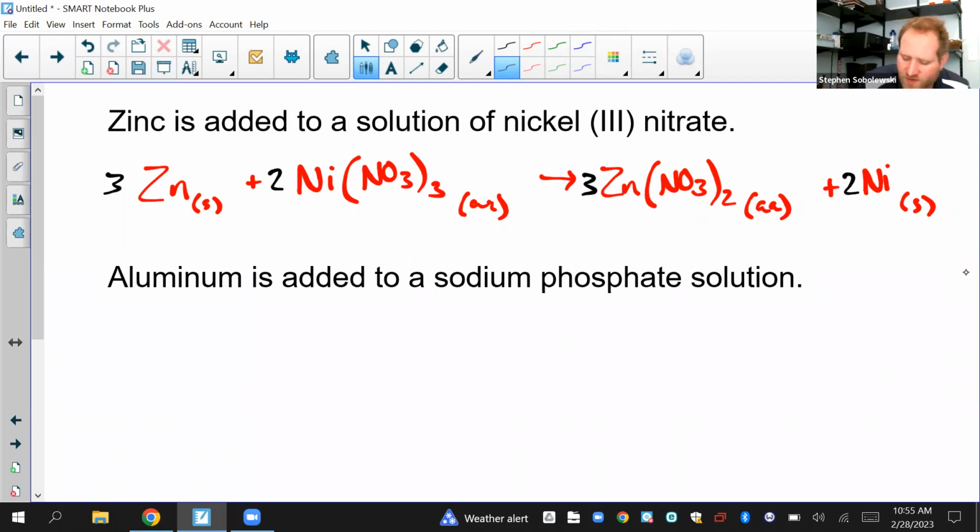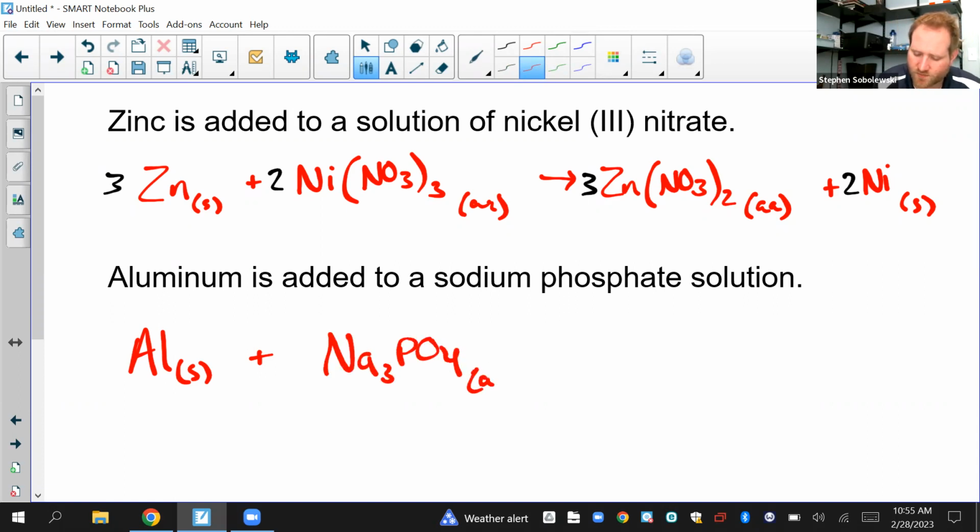Aluminum is added to a sodium phosphate solution. Aluminum is Al solid, is added to sodium phosphate. Sodium is Na+, phosphate is PO4 3-. So Na3PO4, aqueous. Note that we do not put parentheses around the phosphate because there's only one of them.